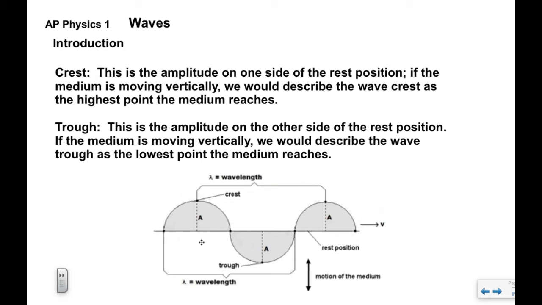Now when we look at this transverse waveform, we've got what's called a crest and a trough. Effectively, they are the maximum displacements or the amplitudes on either side of the rest position. Once we assign one side of the rest position as a crest, the other side is a trough.